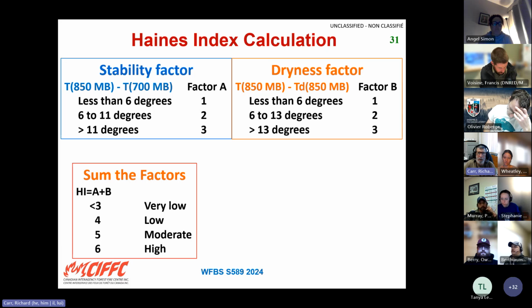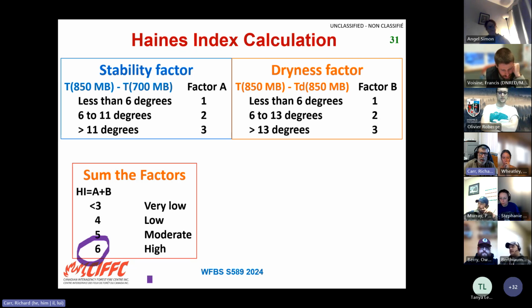Dryness factor on the right, looking at the 850 millibar or hectopascal level there, just the dew point depression. And once again, the bigger value gives more indication of dryness, so we give it a higher ranking. Then you just add those together. So, I guess the most critical, of course, for fire behavior would be something in that 5 or 6 category.